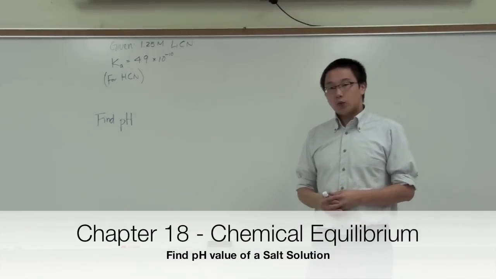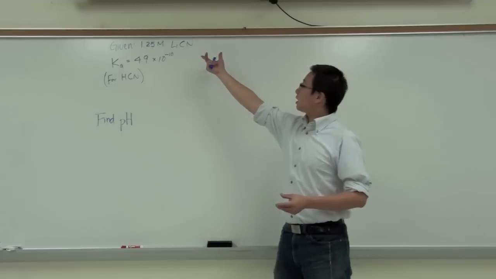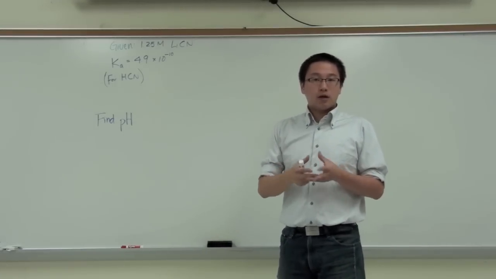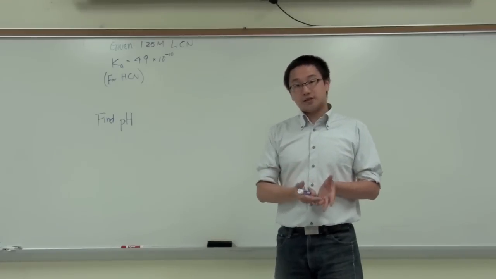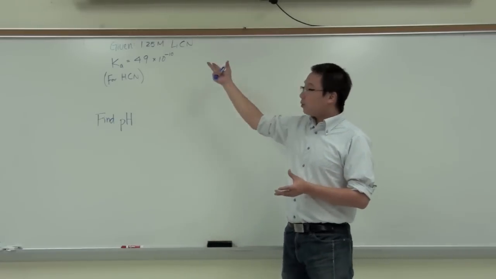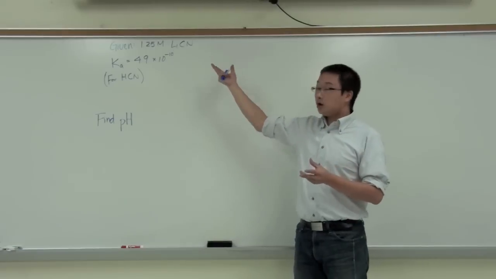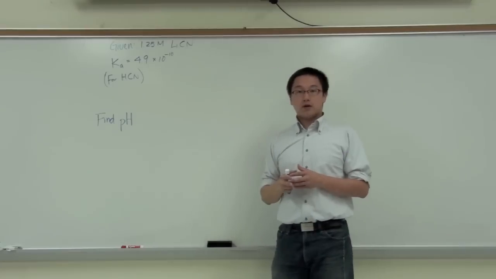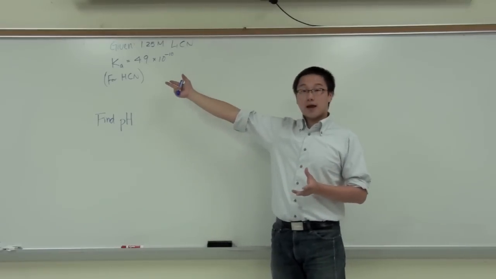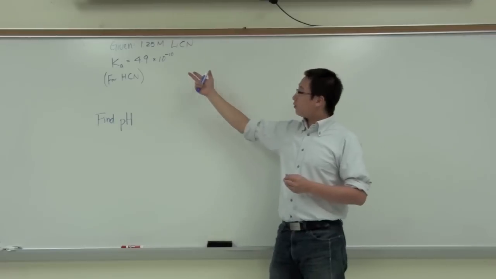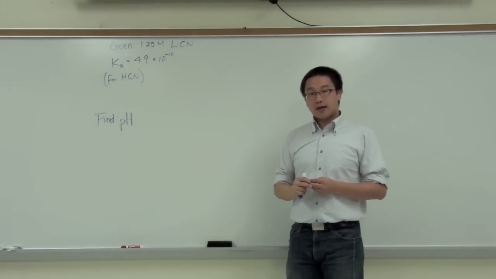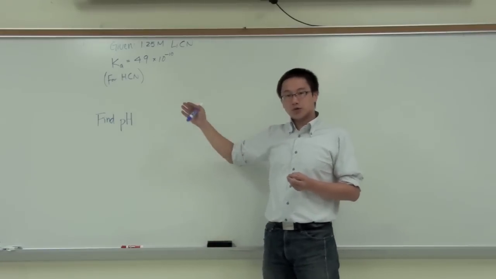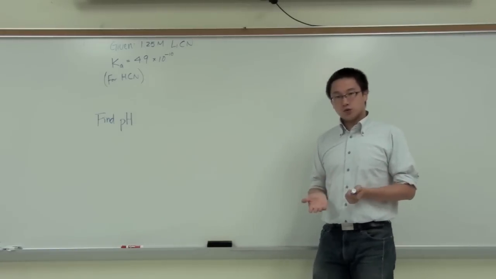In the last tutorial, we learned how to look at a salt compound and find out whether the solution it makes is going to be acidic, neutral, or basic. So now what we have here is a salt solution with a given concentration. Along with the question, we have the acid dissociation constant, the Ka, for hydrocyanic acid. How does this relate to this problem?